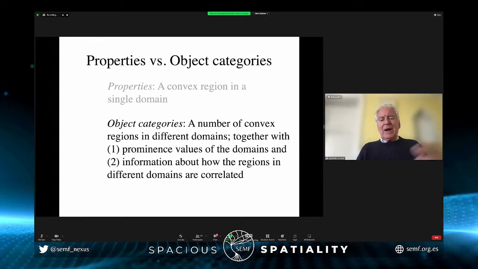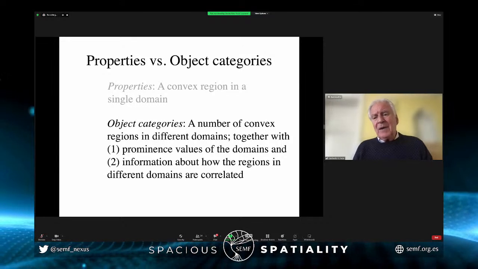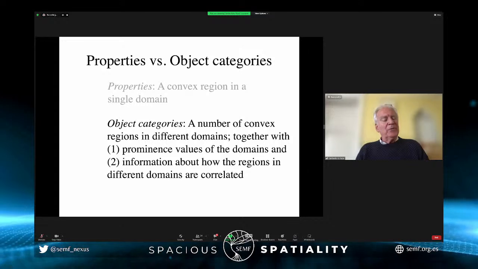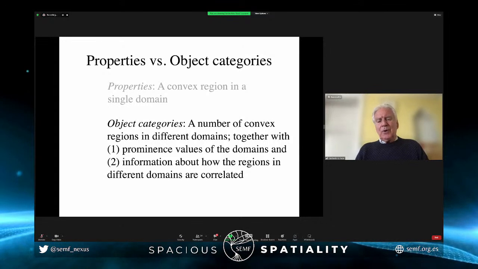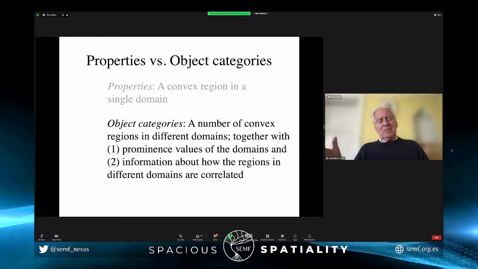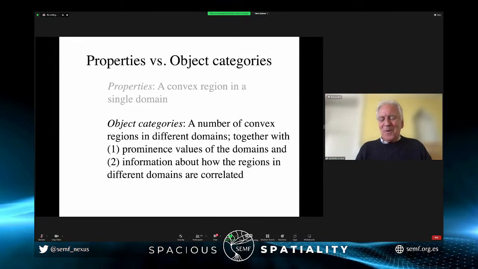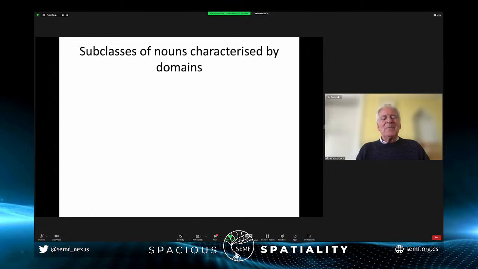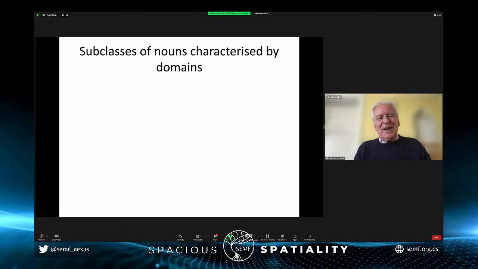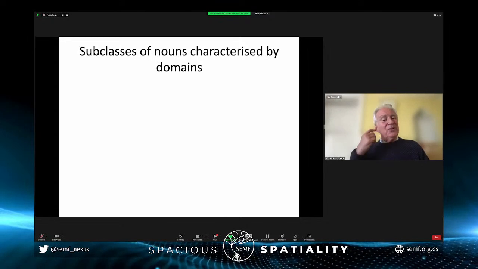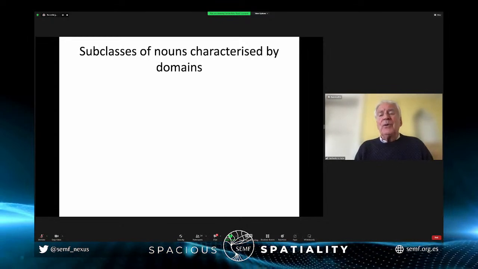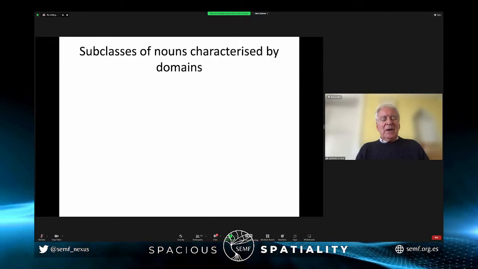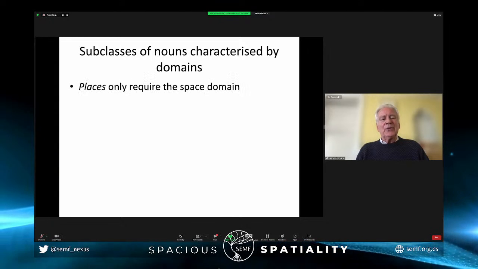Now there are lots of other types of nouns, and I've started thinking about how you can represent other types of nouns. I don't write about it in the book. This is work I'm doing very slowly at the moment. But anyway, I think that we can classify nouns by looking at which domains are most prominent for the nouns. So these are just some first examples of subclasses of nouns.